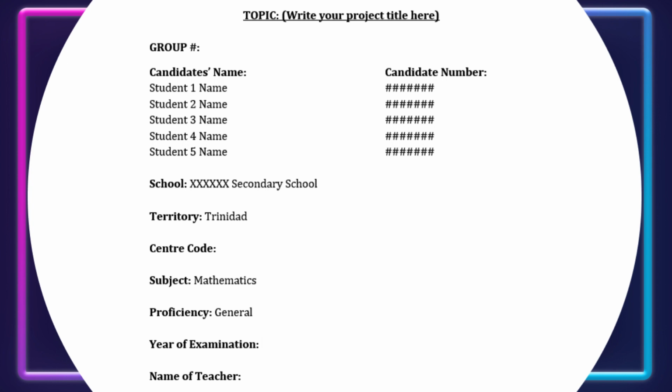Once there is at least one group in the class, then even individual persons are entered on the SBA upload system as a group but with one member. Therefore the teacher must assign a group number for individual persons as well. 3. The full and correctly spelt names and candidate numbers of each person in your group. 4. Your school. 5. The Caribbean territory you are from. 6. Your school's center code. 7. The subject, which is mathematics. 8. The proficiency. 9. The year you are writing your CSEC exam. And 10. The name of your teacher.